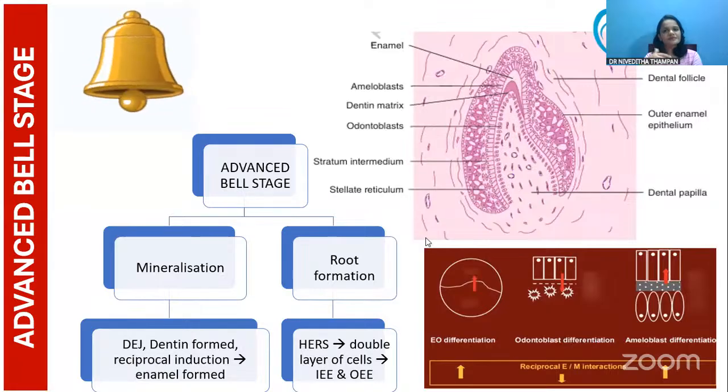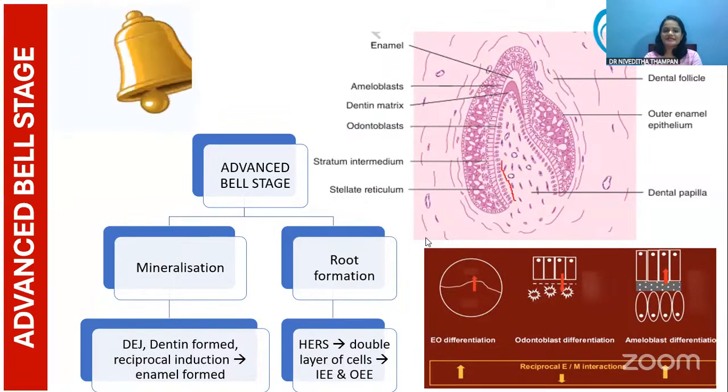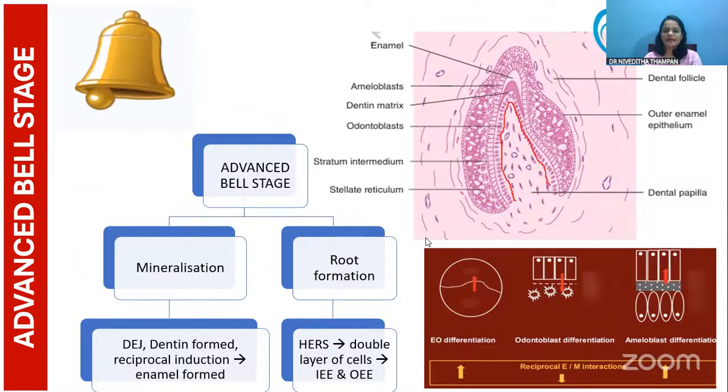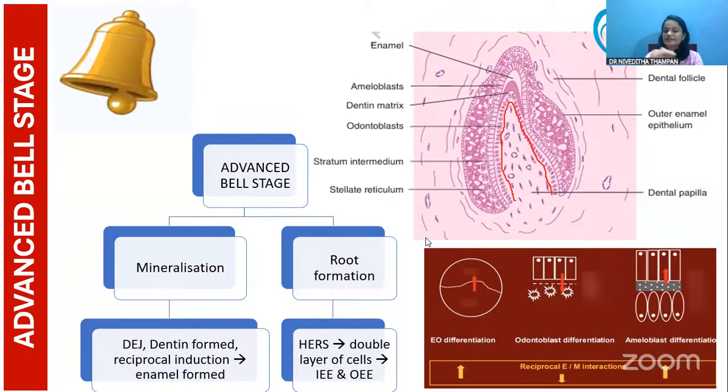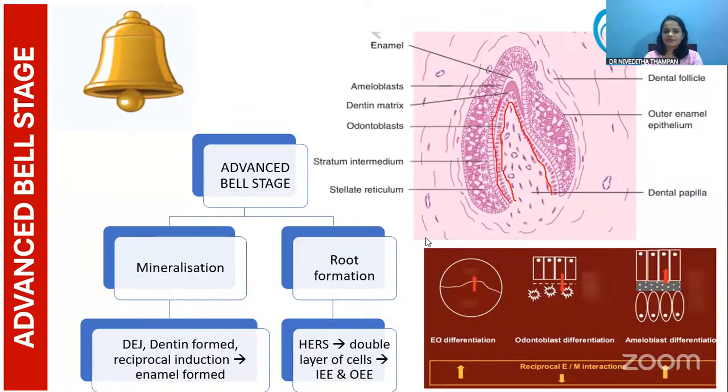This dental papilla, when it gets activated, some of the cells in the periphery of the dental papilla will be asked to get specialized and become odontoblasts. Once they become odontoblasts, what is their function? They secrete dentine. So the dentine matrix is secreted first.